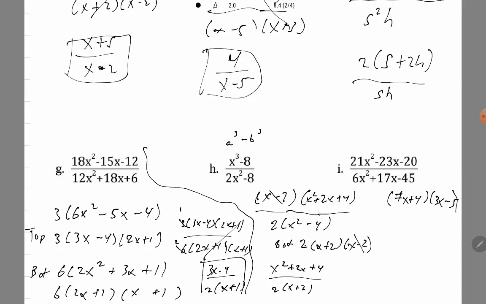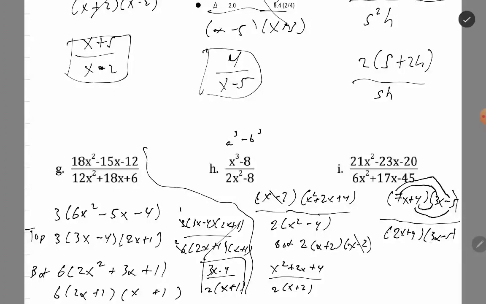Because 7x times 3x is 21x squared. 7x times negative 5 is negative 35. Plus 12 is negative 23. And then lastly, 4 times negative 5 is negative 20. And then on the bottom, we're going to have 2x plus 9, 3x minus 5.